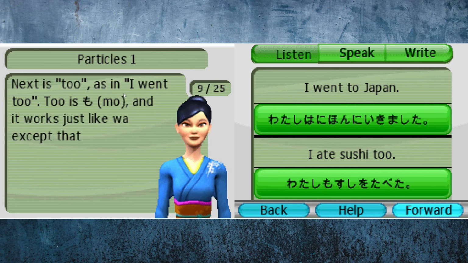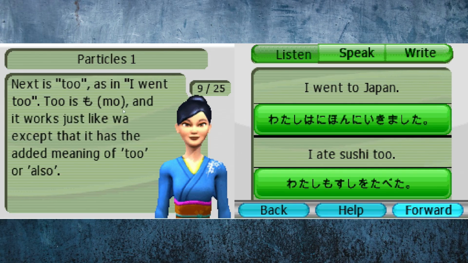Next is to, as in I went to. To is mo, and it works just like wa, except that it has the added meaning of too or also. And with mo, you could also replace wa with mo as well, and any other topic particle, and with o as well. Mo can replace other particles. And an example sentence: I went to Japan. Watashi wa Nihon ni ikimashita.